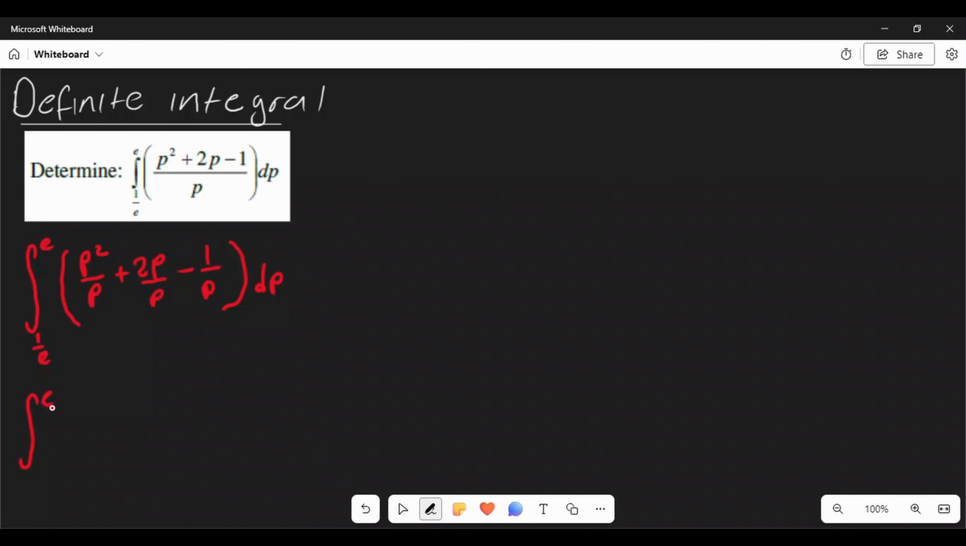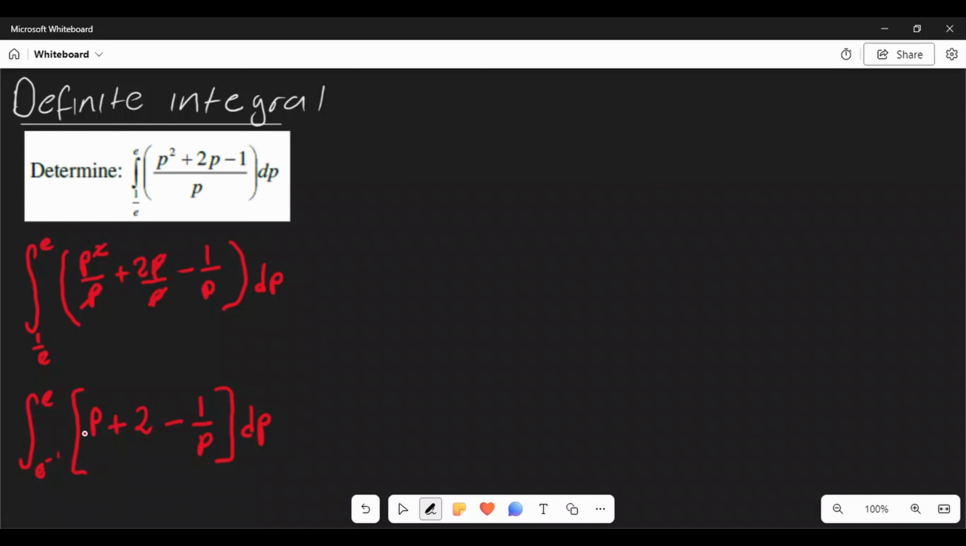This time around we just gonna write e to the power of -1, remember the lower limit, right? So if you say p squared divided by p, you're gonna be left with only p, right? Plus, and then we say 2p divided by p, we're gonna be left with only 2, right? And then the last term here, which is 1 over p, we leave it like that. There's nothing we can do on that one at the moment. As you can see, now these are simplified.